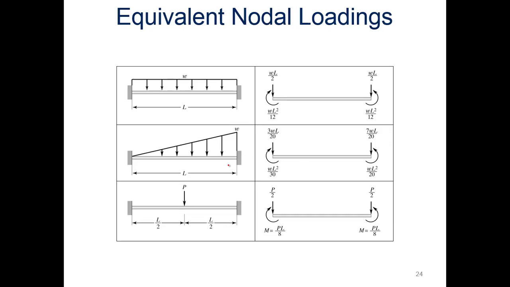So here are the equivalent loadings. This is what we just did. We have the distributed load across our whole beam, and we have omega L over 2, omega L squared over 12, and the same thing on the other node. If we had a gradually increasing distributed load, we have the results there already. Also a point load in the middle of our beam. Really valuable information in this, and we're going to come back to this stuff in a bit.